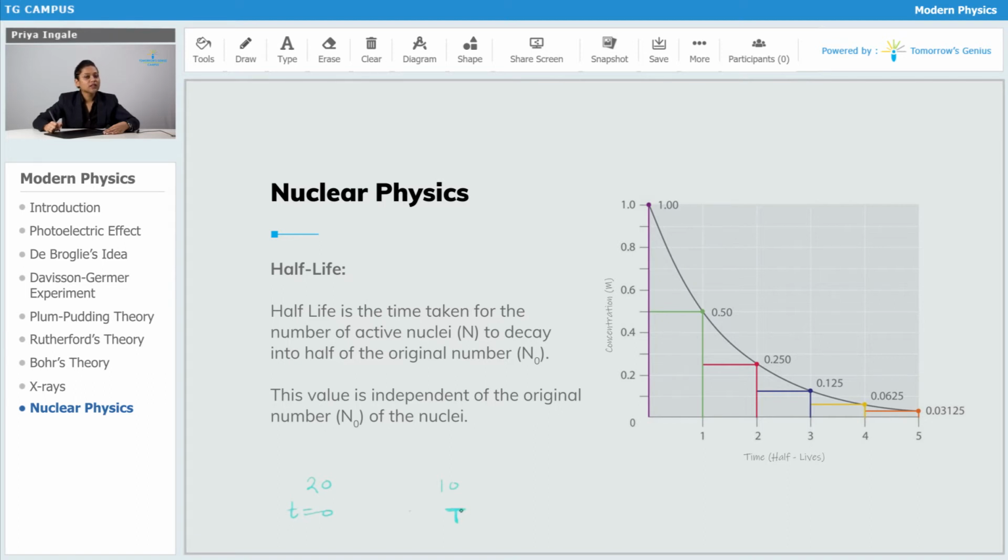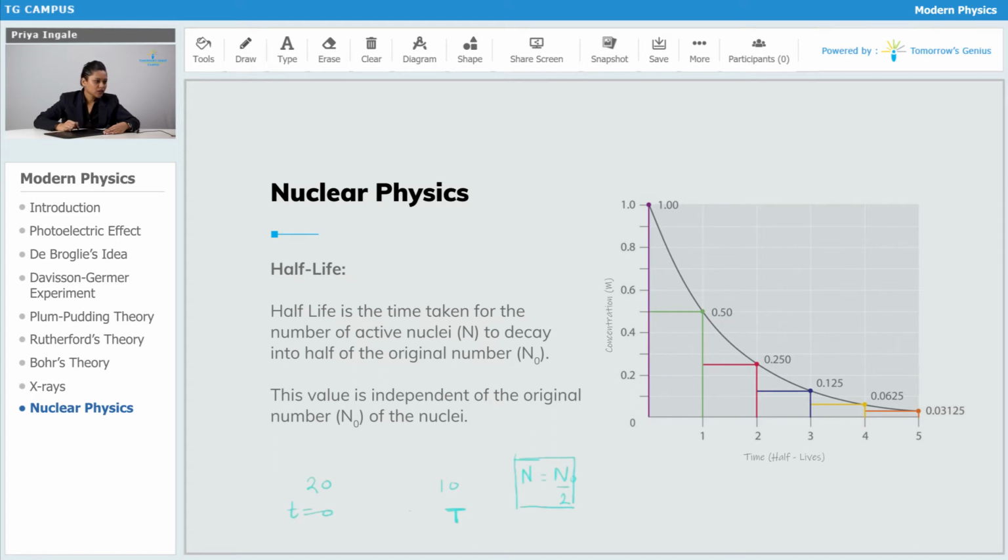What is meant by half-life period? It is the time during which half of the atoms have decayed. It is as simple as that. So half-life is the time taken for the number of active nuclei to decay to half of the original number N naught. That means we can say the number N is equal to N naught by 2 now, right? With this explanation. Now, mathematically, it is proved that this value is independent of the original number N naught. How? We will see that.